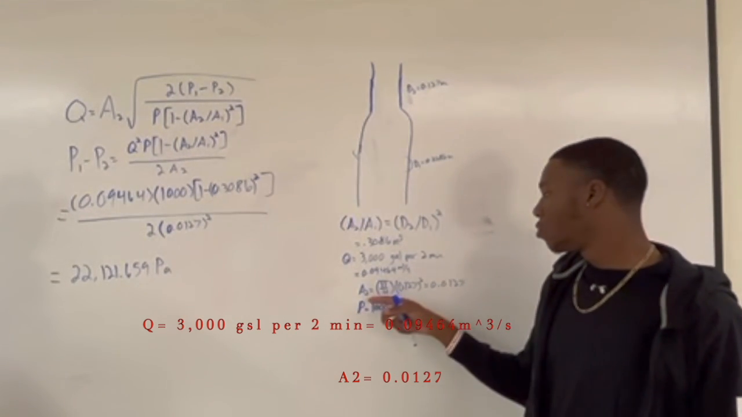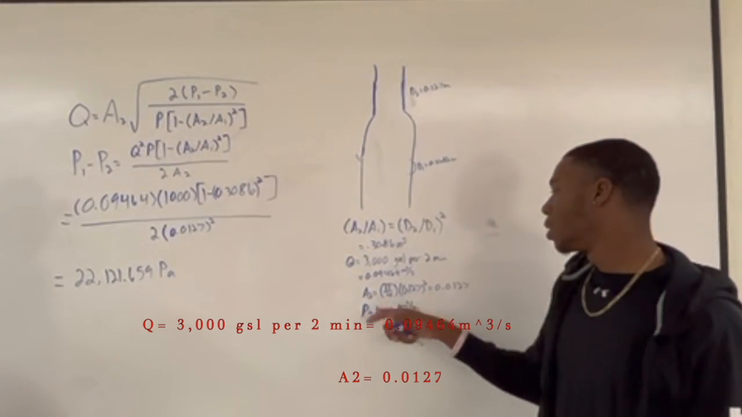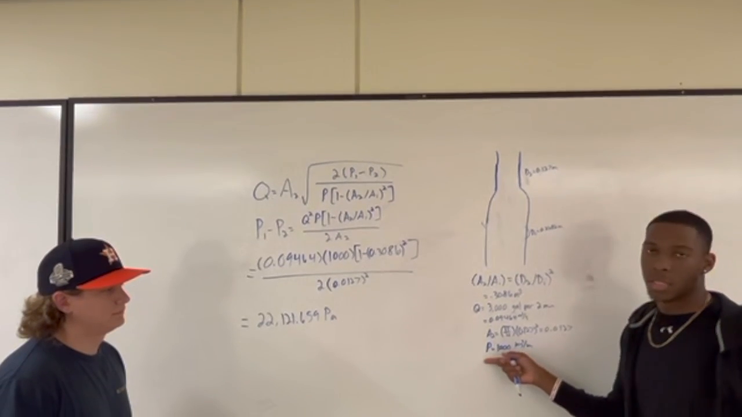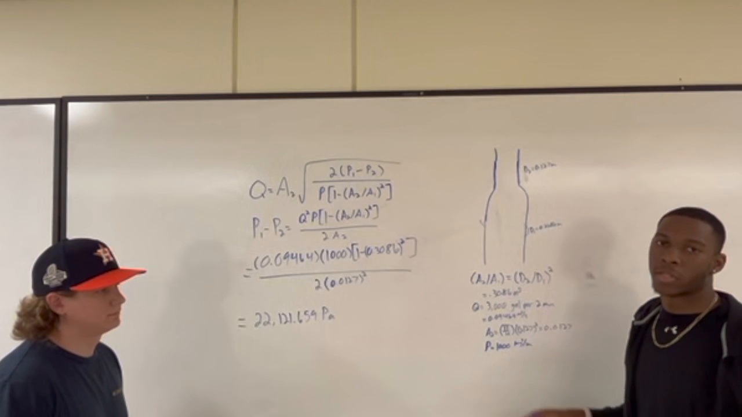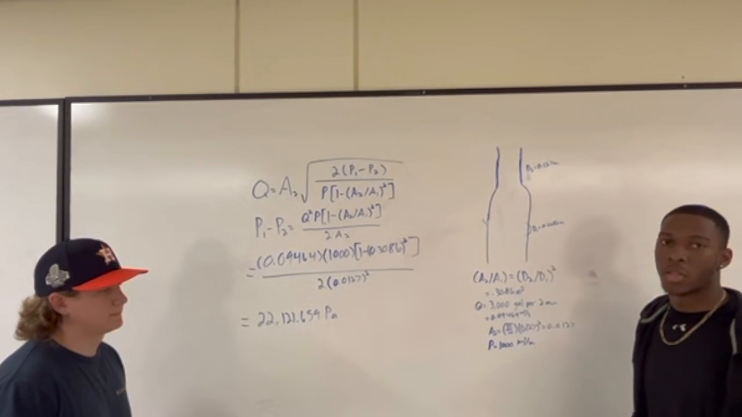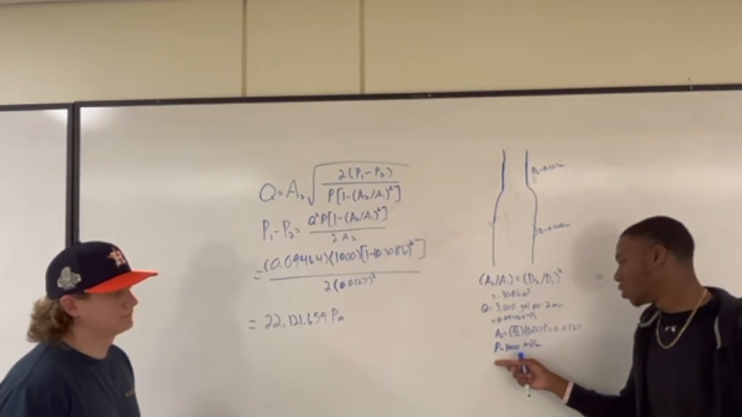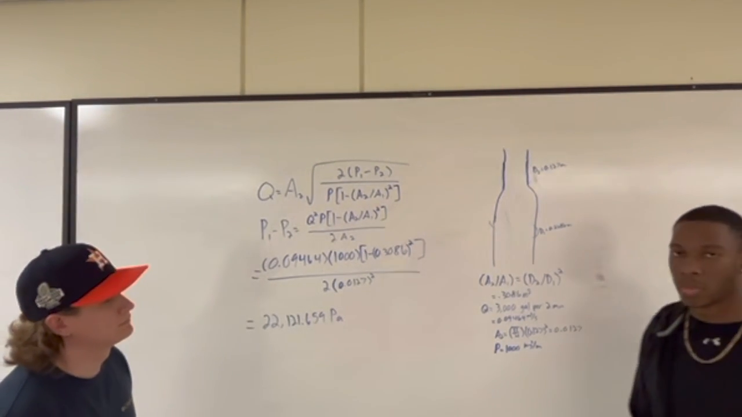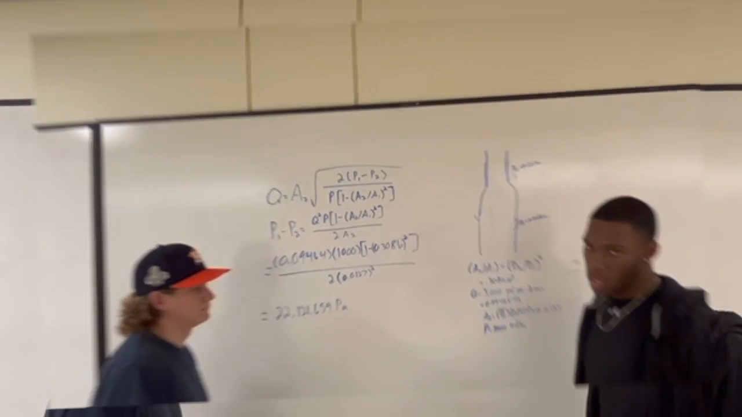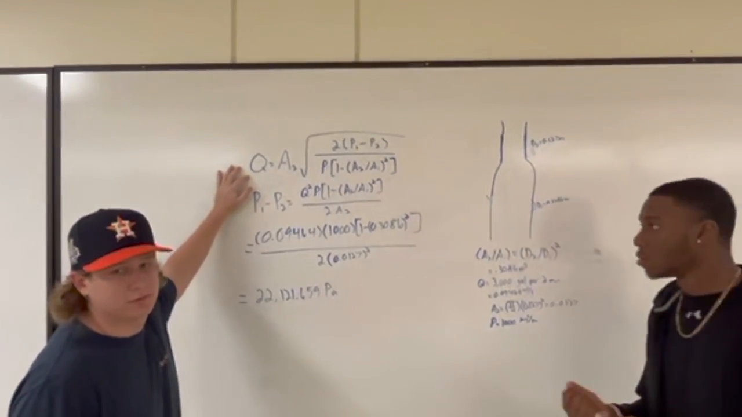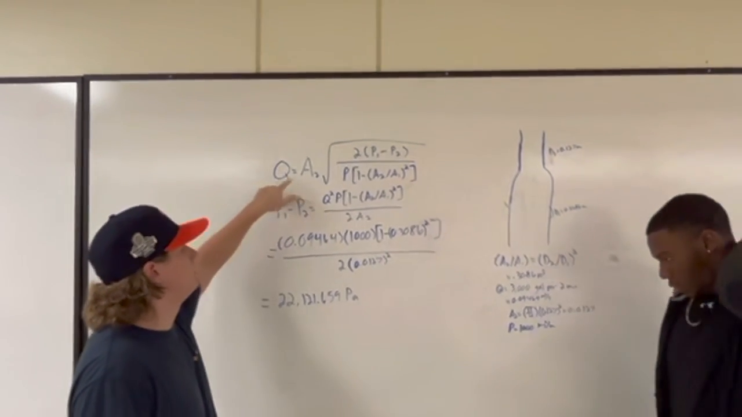And then A2, we had to calculate that alone because that's required in the equation over there. This is the density we're going to use because theoretically we would have to measure the temperature, and that would be a long process. So for the density of water, we chose 1,000 kilograms per cubic meter.